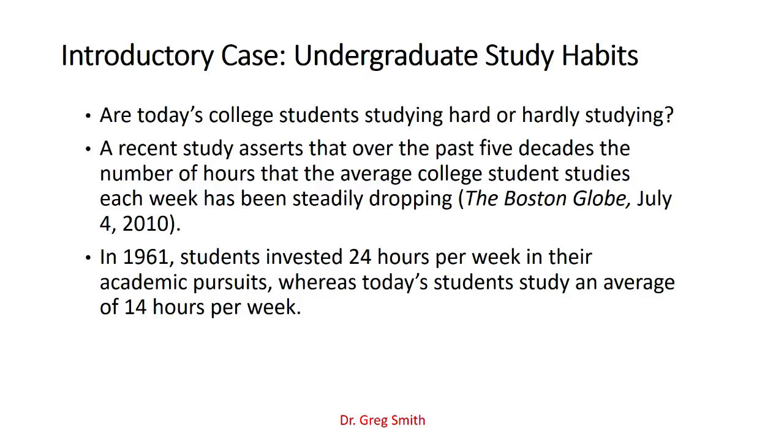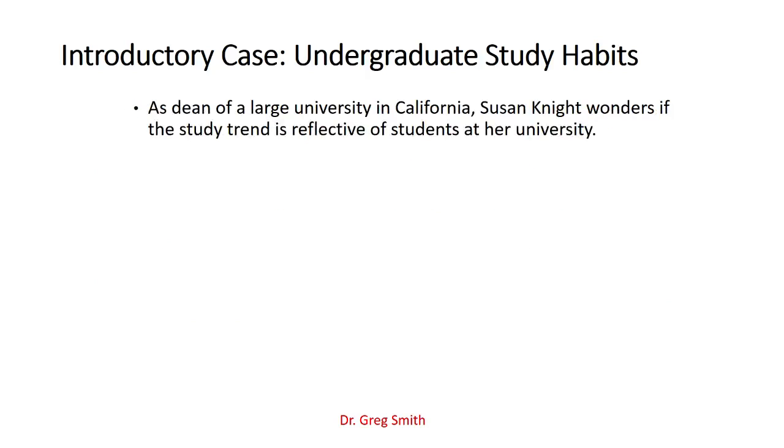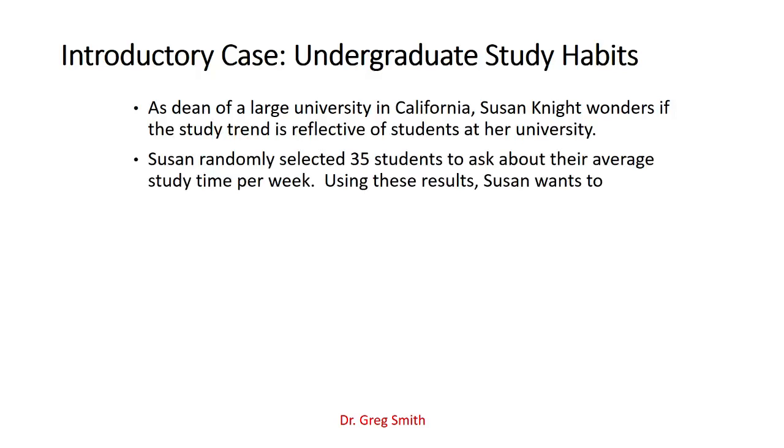Now, we don't know if it's been some kind of steady drop. We just know that it was 24 and 14. So bullet 2 really isn't the best way to say it, but we do know there has been a drop. The question is, we have a large university in California, and they want to know if the trend reflects what's happening at this university. So they're going to go out and take 35 students and ask them about the amount of time they spend per week studying.